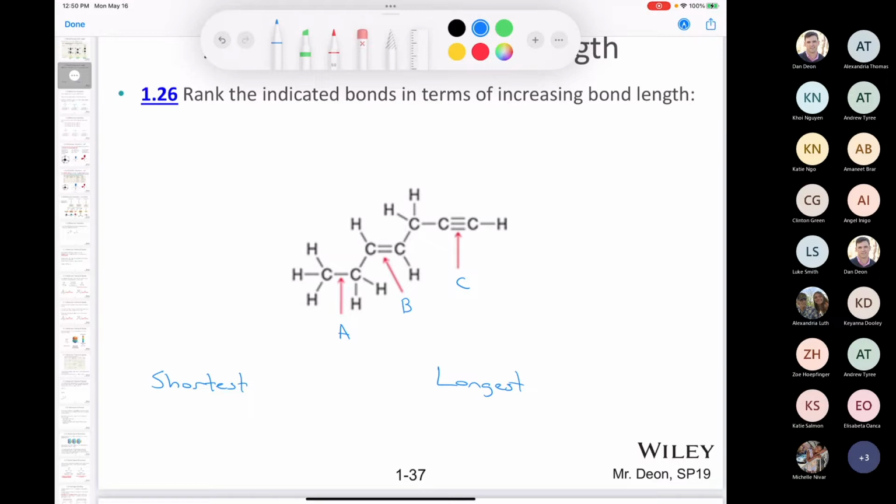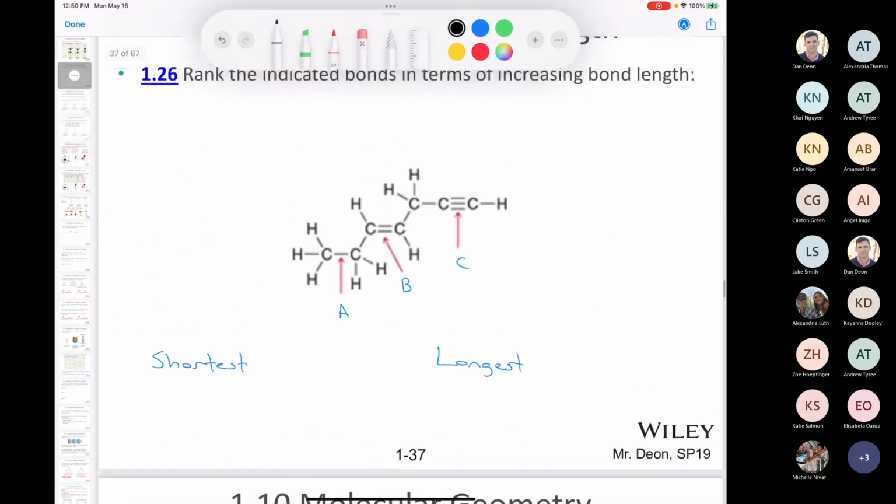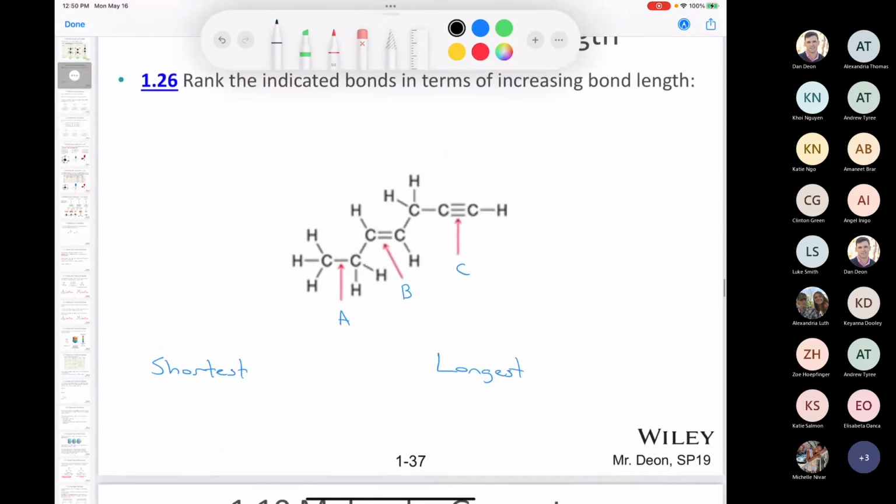Yeah, thanks. Andrew, Nicole, Kiana, everybody's right. Absolutely. The shortest would be C. Which one would be the longest? Yes, absolutely. The longest one would be A. And then that means that B is going to be somewhere in the middle. So we'll put it there, somewhere in the middle.